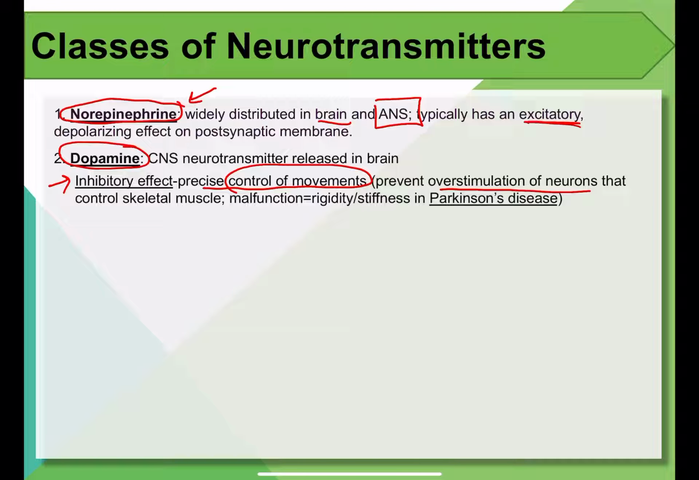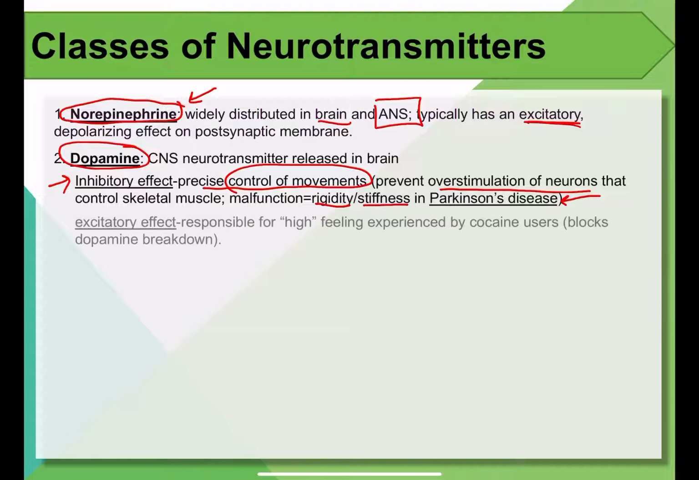Okay, so this is what happens in people with Parkinson's disease: they don't have enough dopamine in the synaptic cleft in those skeletal muscles, and it leads to rigidity and stiffness because you don't have that inhibitory effect to produce the smooth movement a normal person would have.